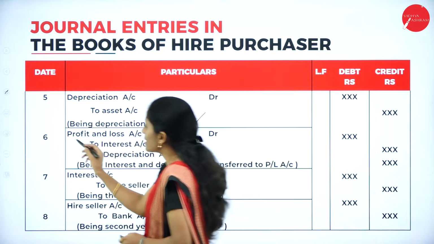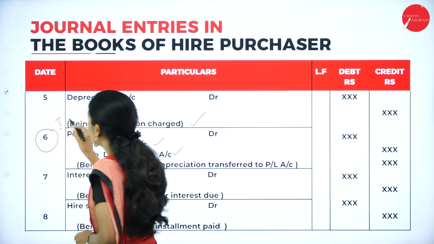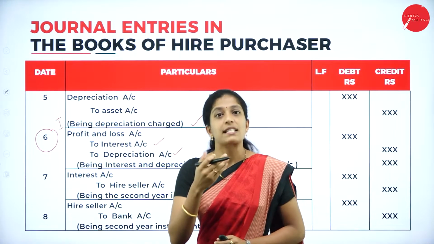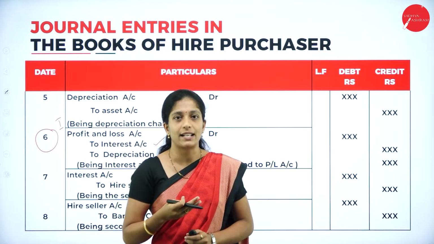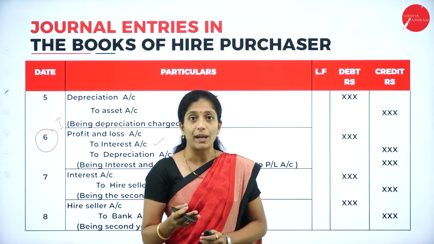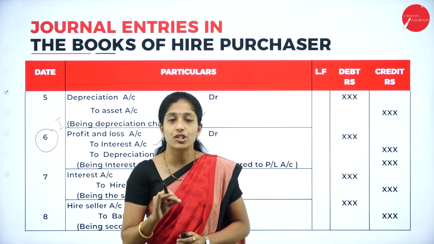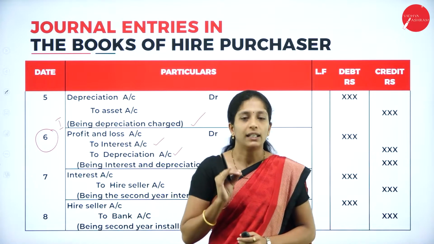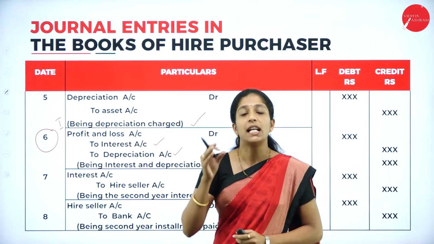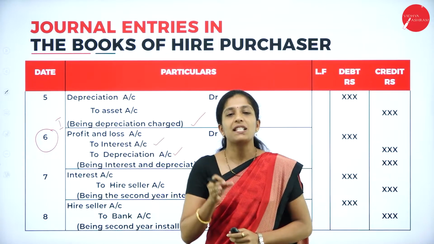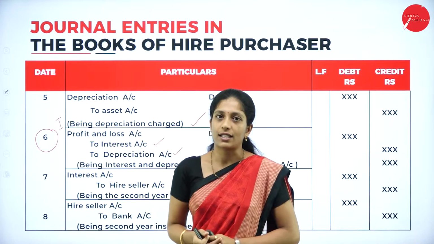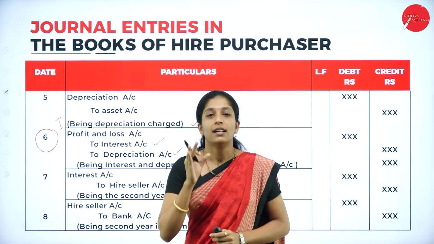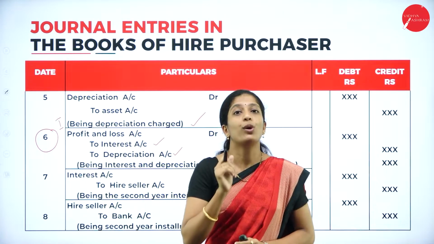So these 6 entries relate to the first year. In the first year, what are the entries you have to make? First, for receiving the goods or the asset. Second entry is for making the down payment. Third entry is for interest due. Fourth entry is for installment paid. Fifth entry is for charging depreciation. Sixth entry is transferring depreciation and interest to profit and loss account. So these are the 6 entries that have to be recorded in the first year. Clear? So these 6 entries will be only in the first year.